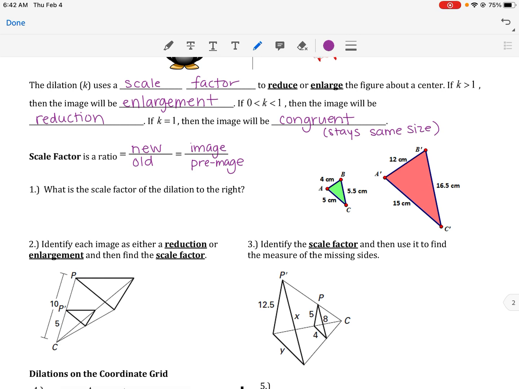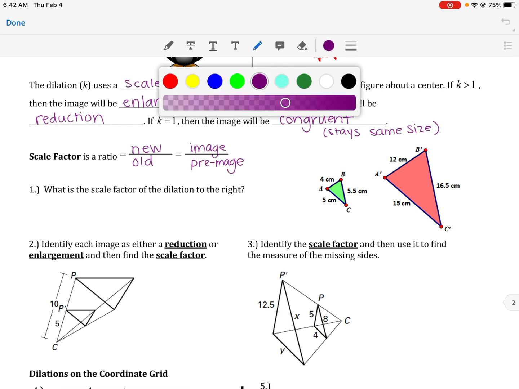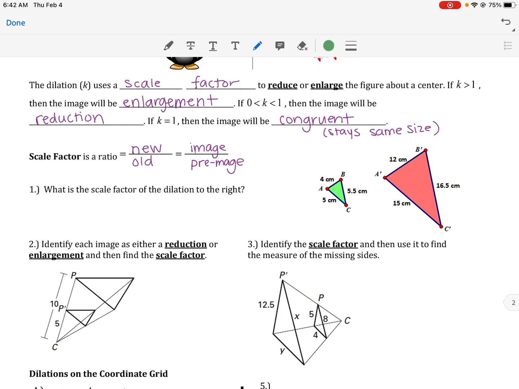As we look at the figures to the right, the triangles, we're trying to find the scale factor. First of all, notice they have this A and they have A prime, the little apostrophe next to it. They got B prime with a little apostrophe next to it. This means that we're starting with the figure on the left, that this is the pre-image, and this is the image. That little C prime there is indicating that that's where you end up.